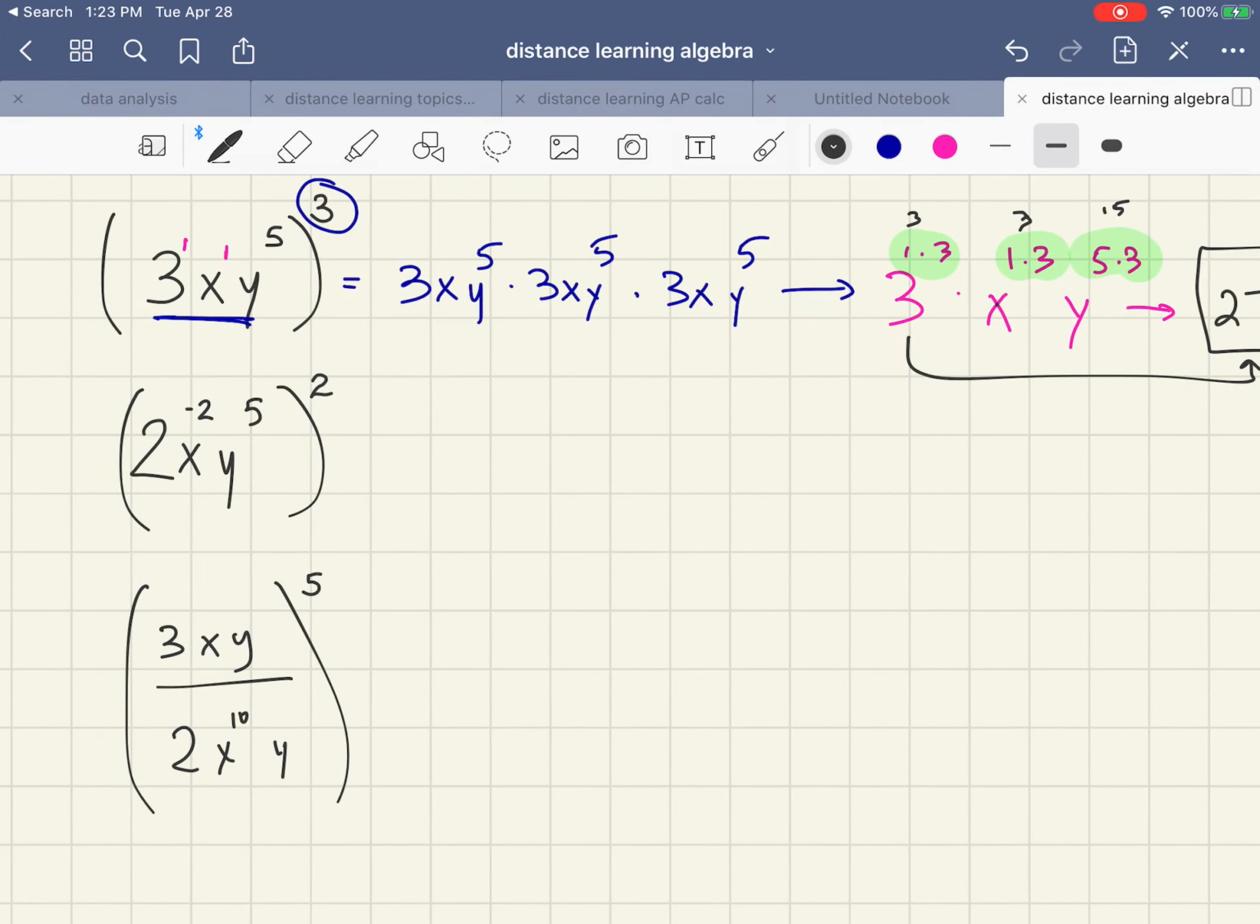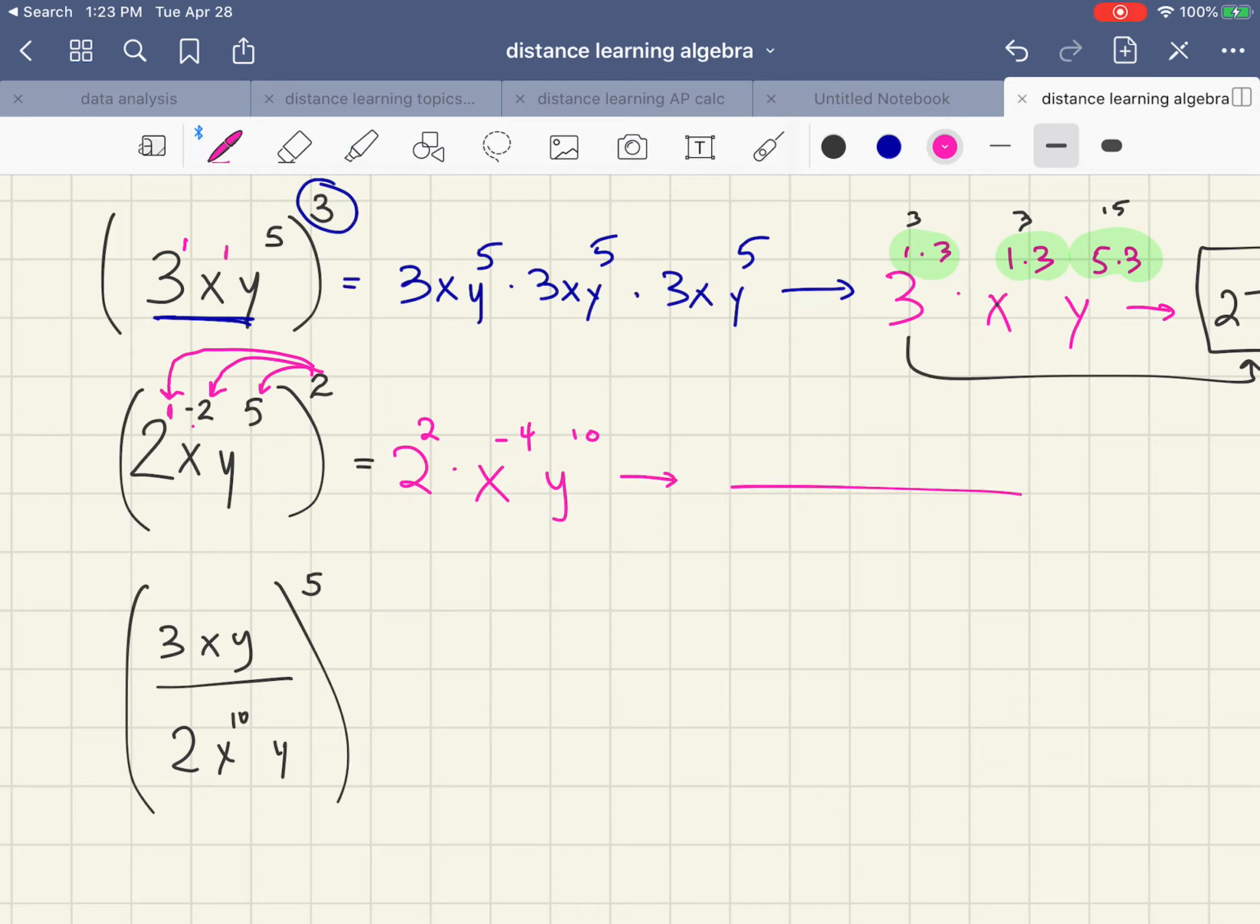Let's do one more of those. I'm going to add a negative in here just to make it a little more interesting. Again, really important to notice that we're not multiplying the 2 times the 2. We're multiplying the 2 by the exponent of the 2. So this is going to be 2 to the 2, x to the, I think we're okay just multiplying these values together. That gives me -4, and 5 times 2 for the exponent of the y.